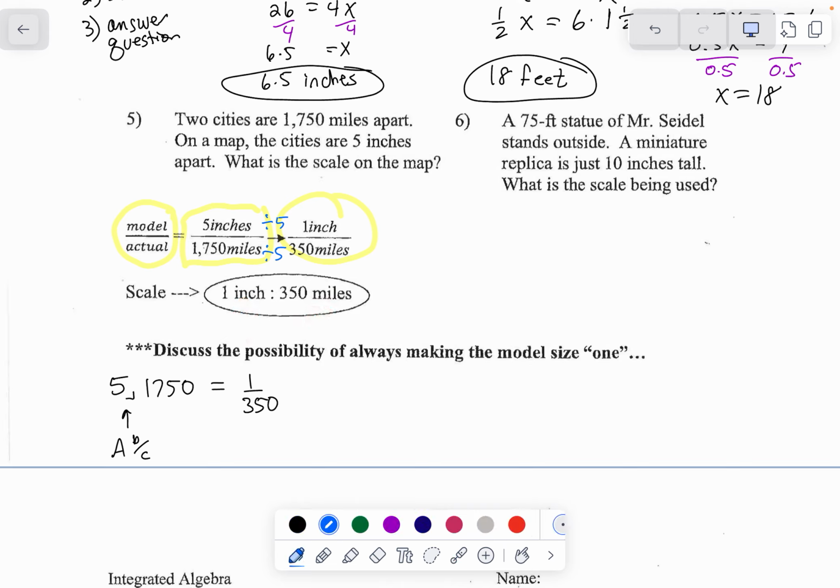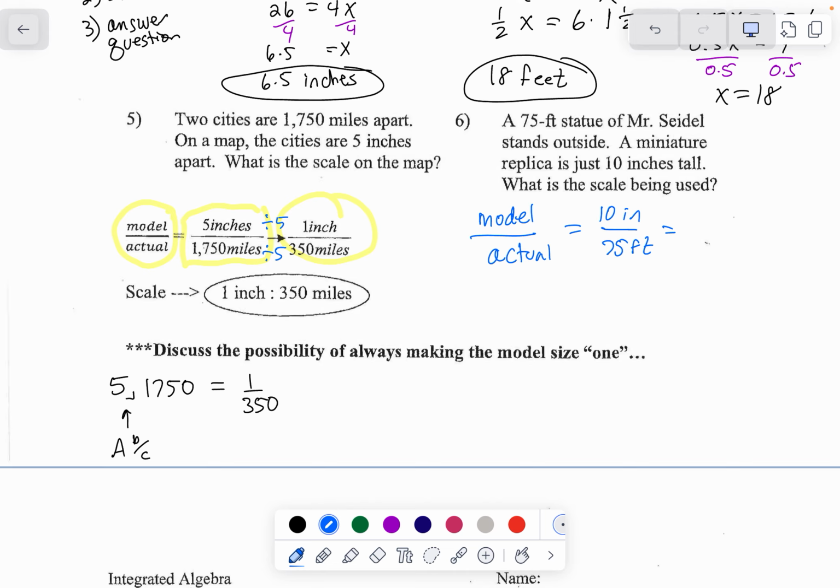Let's do number 6 together. It says a 75-foot statue of Mr. Seidel stands outside. A miniature replica is just 10 inches tall. What is the scale? So remember, we're going to do model over actual. So the model is 10 inches. The actual is 75 feet. And then you just got to reduce. Both of those are divisible by 5.